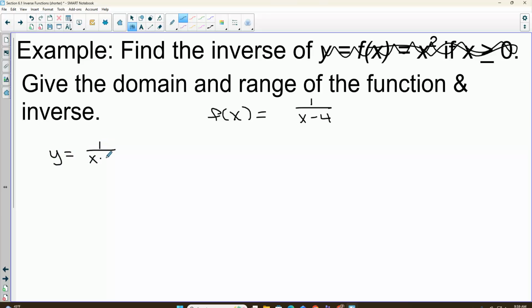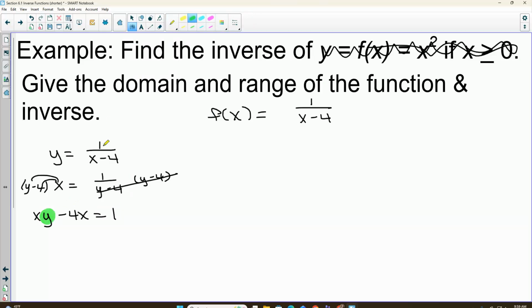Change f of x to y. You switch x and y. To get rid of the fraction, we multiply over the y minus 4. You have to distribute the x when you do that. So we get xy minus 4x equals 1. Remember what we're solving for. We need to get y by itself. So I can add over my 4x. Divide by x. So I will have 1 plus 4x all over x.